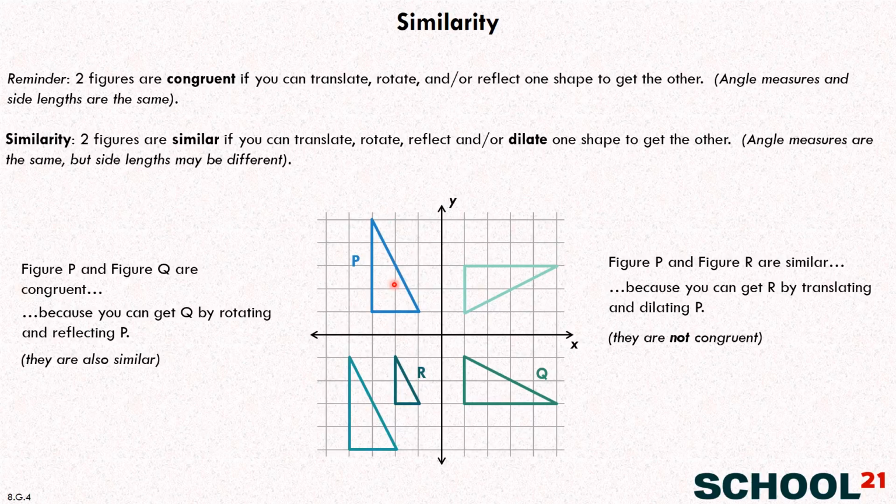Remember, congruent shapes, like P and Q, are going to have the same side lengths and the same angles. Similar shapes, like P and R, are going to have the same angle measures, but not necessarily the same side lengths.